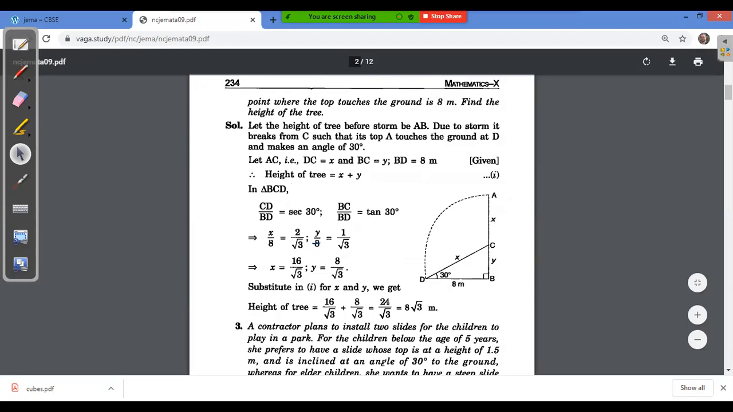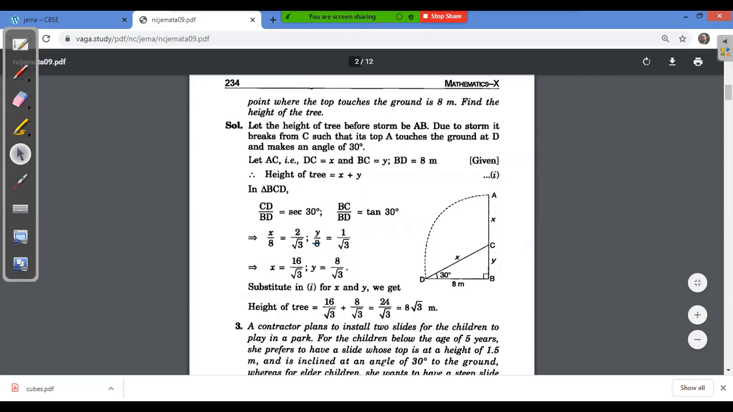So we can label the figure as ABCD according to our convenience. And what do we have to find? We have to find the height of the tree. So this is question number 2 and this is an important question. Right. So what are we interested in? We are interested in finding out the height of the tree. We need to find out x and the value of y.